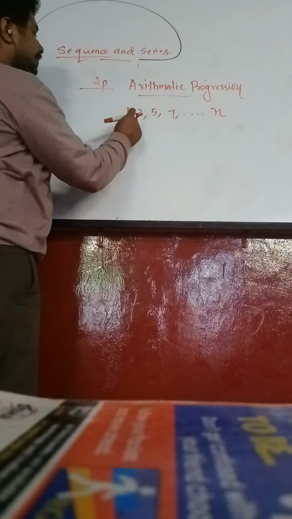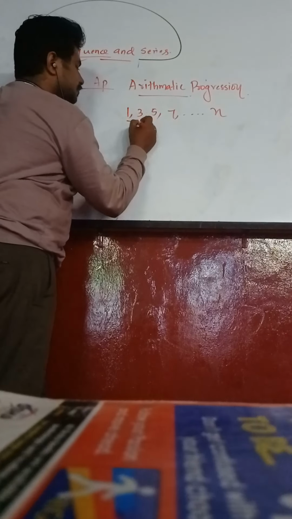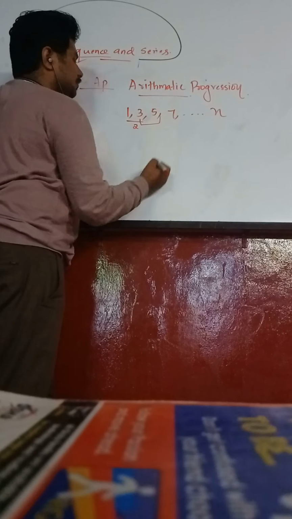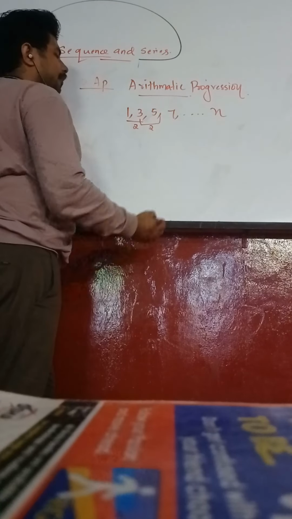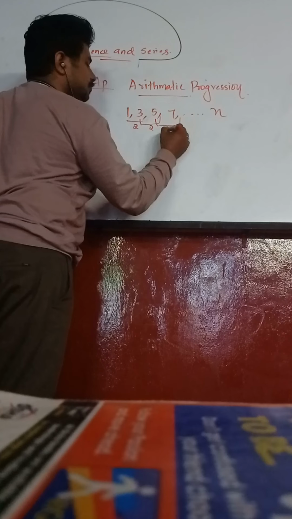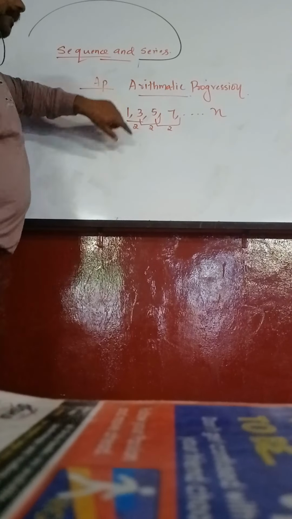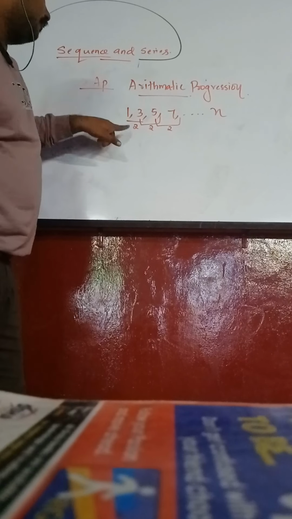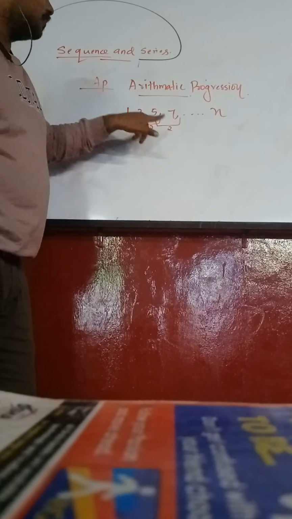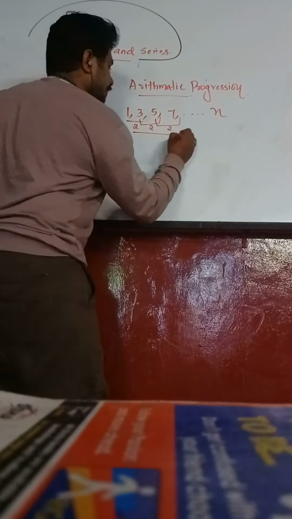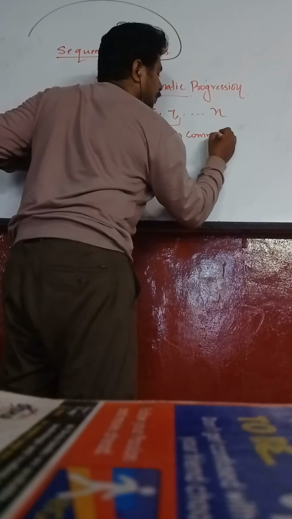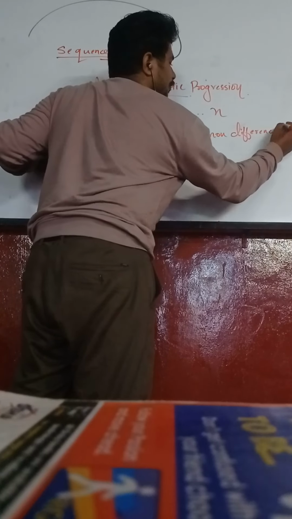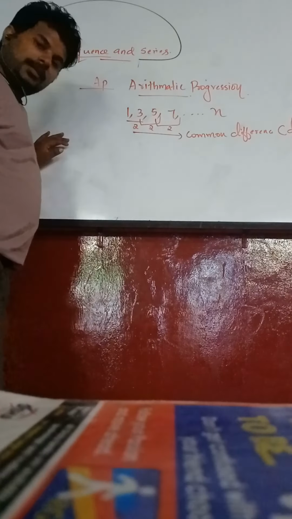Here, the difference between 3 and 1 is 2. The difference between 5 and 3 is 2. Difference between 7 and 5 is 2. So here, whenever we subtract a term from its previous term, we get the exact same number. So this is an AP, and this number is called a common difference, and it is denoted by the term d. You get it?